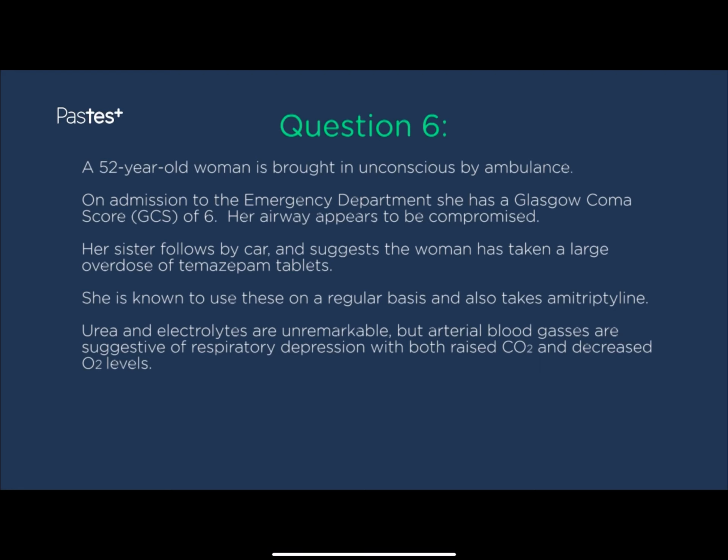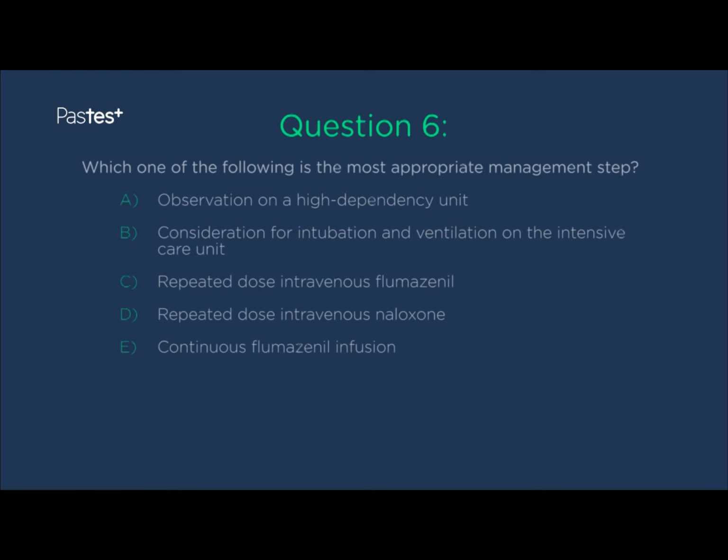Urea and electrolytes are unremarkable, but arterial blood gases suggest a respiratory depression with both raised CO2 and decreased O2 levels. Which one of the following is the most appropriate management step? And here are 5 options for you to consider, remembering that probably all of these or some of these are appropriate, but only one of them is really relevant for you to do in the immediate setting.